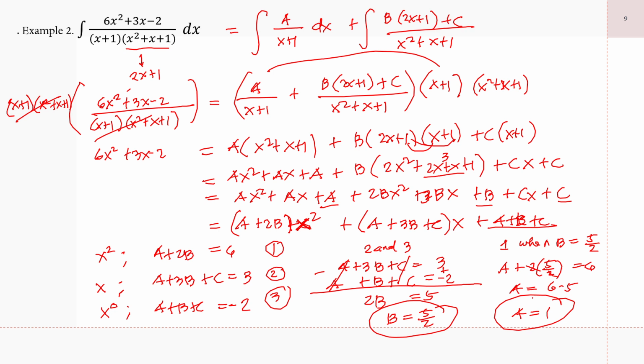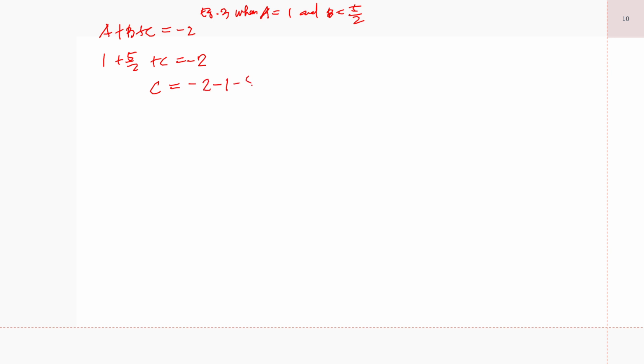So now that we have the values for our B and A, we will make use of equation 3. So we have here equation 3, A plus B plus C is equal to negative 2, when A is equal to 1 and B is equal to 5 halves. So 1 plus 5 halves plus C is equal to negative 2. So C is equal to negative 2 minus 1 minus 5 halves.